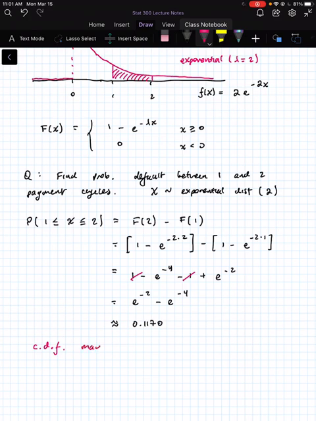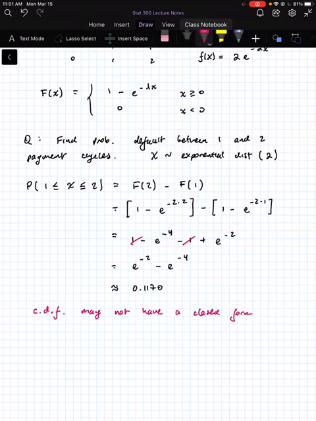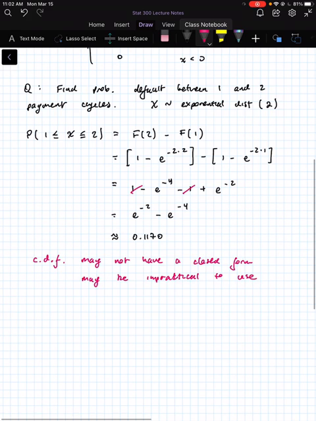Frequently, though, a CDF may not have a closed form, meaning it has a formula, or it may be so complicated that it's just impractical to use. So what do we do then? Typically, we'll resort to technology, as we'll see in the next few sections. We'll frequently be using technology to find probabilities for continuous random variables, like normal distributions. Or we can use tables, which were historically what we would use if we were working with these.